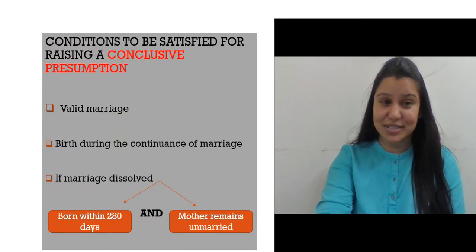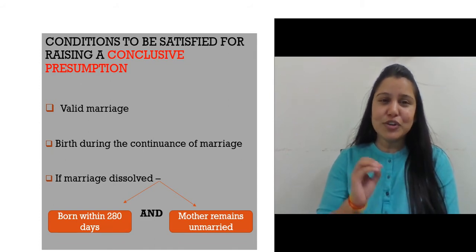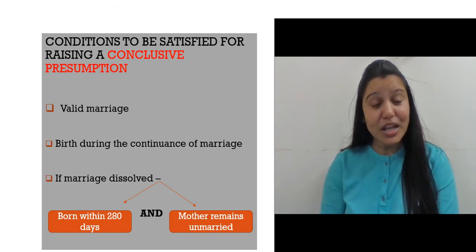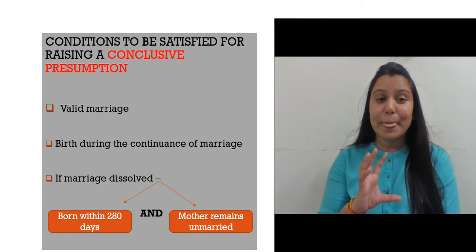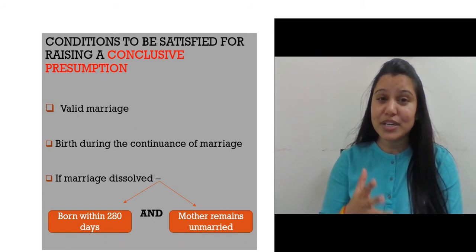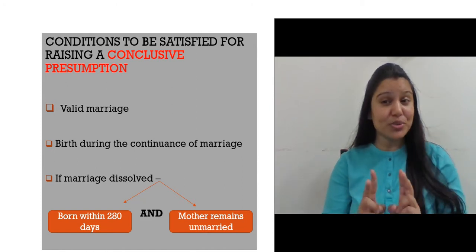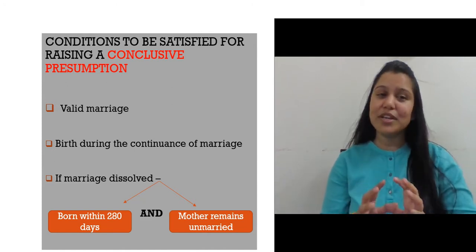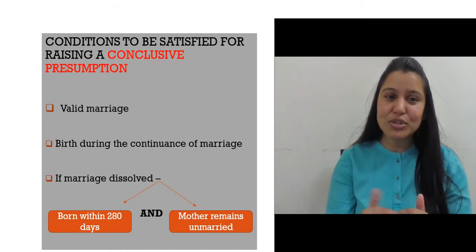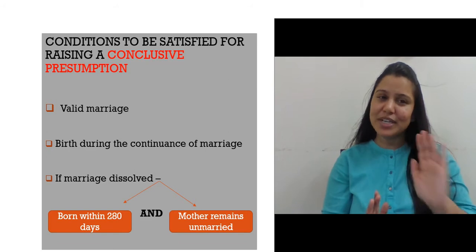Now, what is happening under this section? You can see in this chart that firstly, it has to be a valid marriage between both the parties, between the father and the mother. When the birth took place, it should be during the continuance of the marriage. The marriage should be in continuity. And even if that marriage has been dissolved, there are two things to be kept in mind. The first thing is that the marriage has to be valid. That is a firm point.